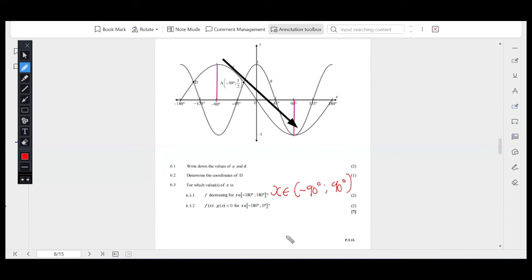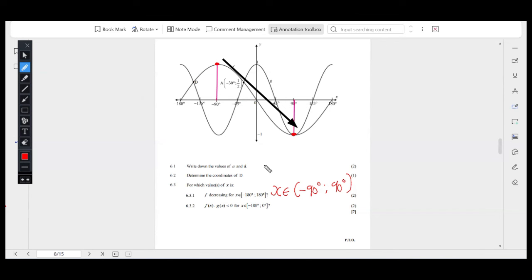So remember not to say inclusive. Remember, at the turning point, the graph is neither increasing nor decreasing. So that's why you have to say in between negative 90 and positive 90, where negative 90 and positive 90 are not included, right? So do not put in square brackets there, because at this point it's not decreasing, it's not increasing, it's just stationary there.